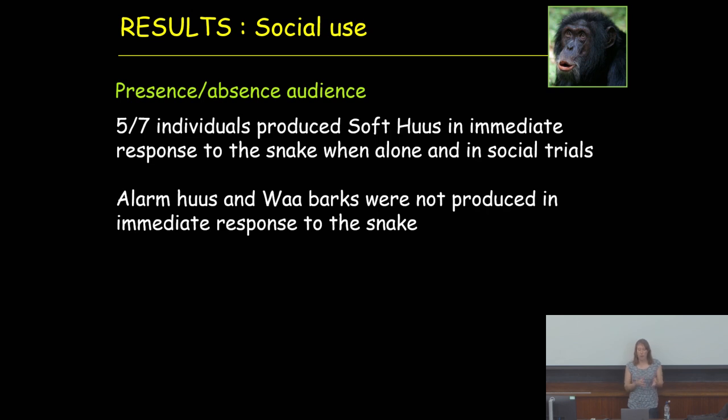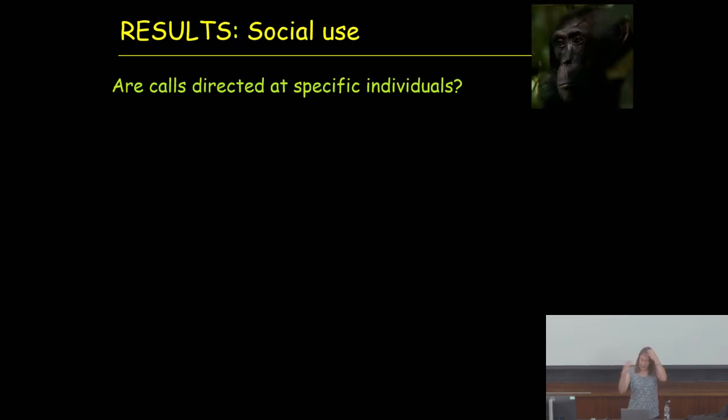In contrast, alarm hoos and wah barks were very, very rarely produced in that immediate response to the snake. So those seem to be calls that got made later in the trial and usually in response to other individuals arriving. So then let's look at social use in terms of the composition of the audience. So who is there and does that matter? So are the calls directed not just at any individual, but at specific individuals?